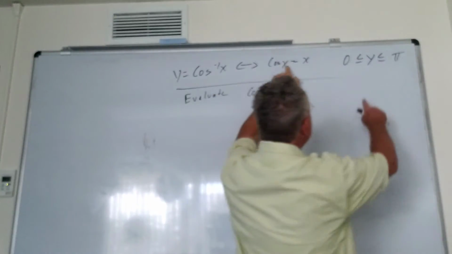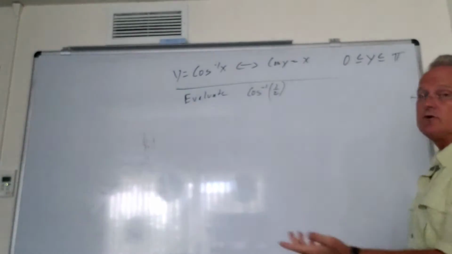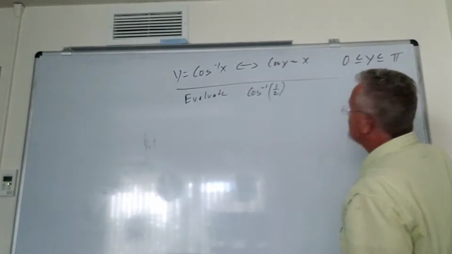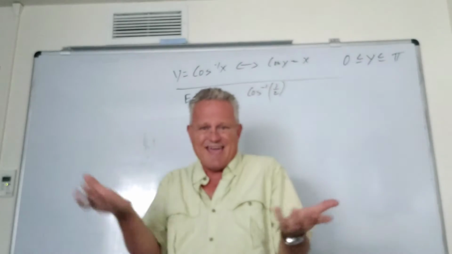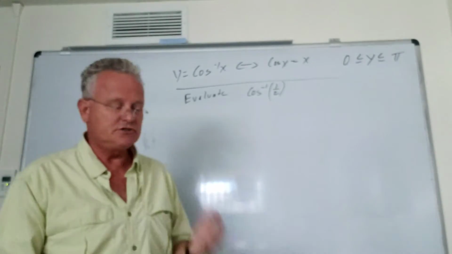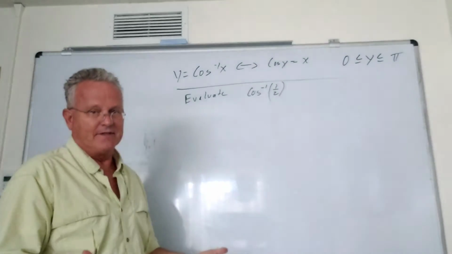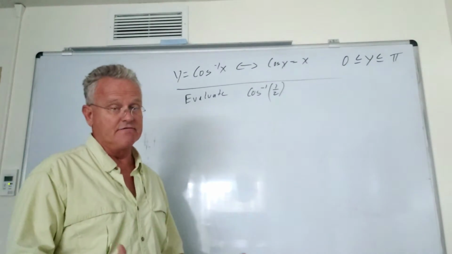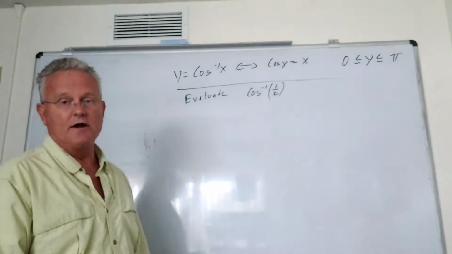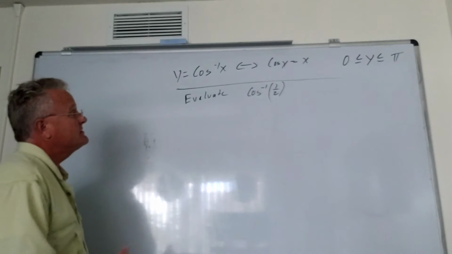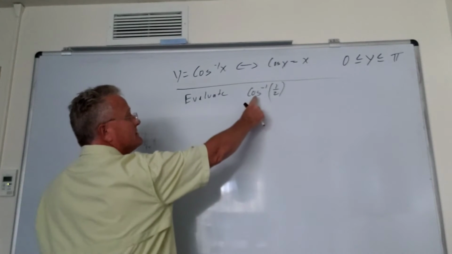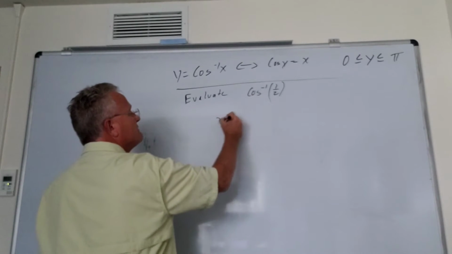But the angle y has to be between 0 and 180 degrees in order to have our one-to-one relationship. Because in order for a function to have an inverse, it's got to be one-to-one, pass the horizontal line test. So, to begin, let's let y equal our inverse function.